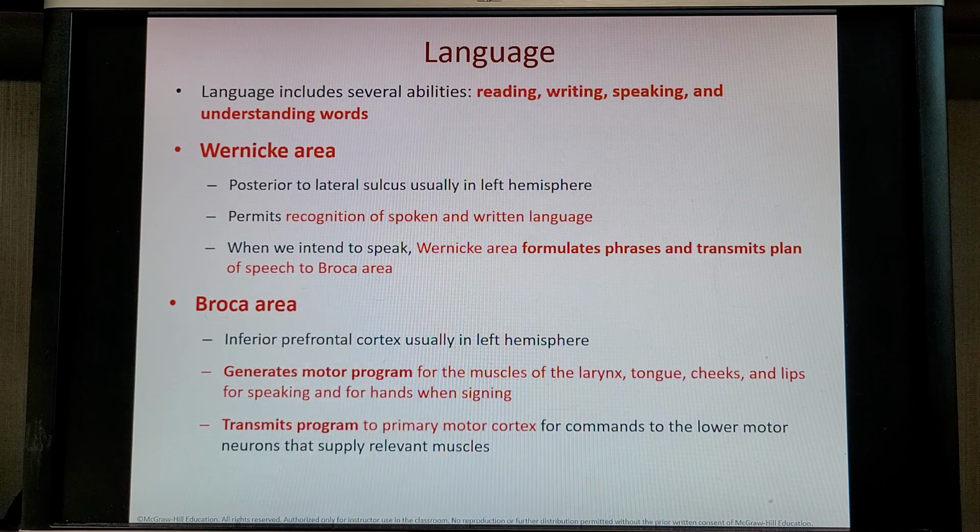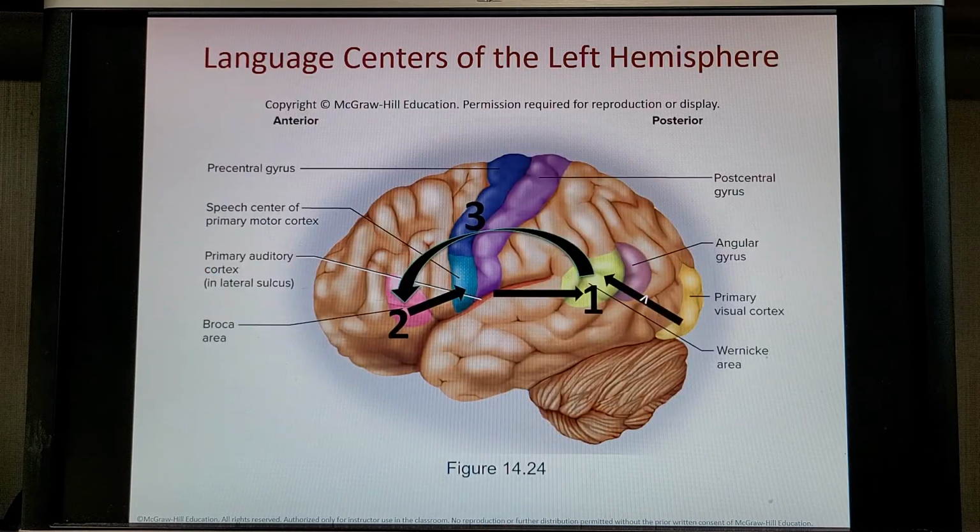Broca's area is going to create the motor plan for how to move the muscles in order to speak or write or sign whatever words that we want to say. And it's going to take that information, figure out which muscles need to move, and then send it to our primary motor cortex so we actually can tell the muscles to move.